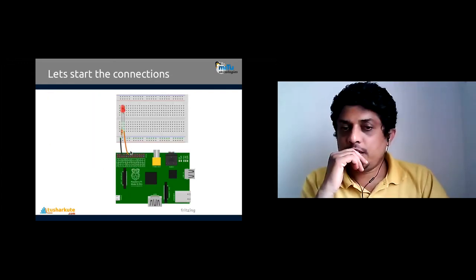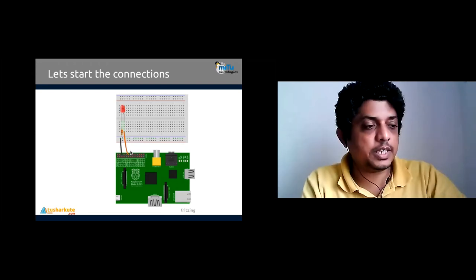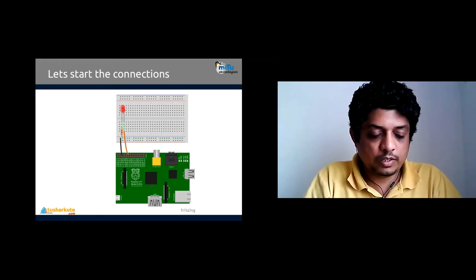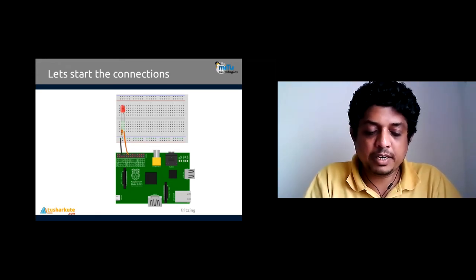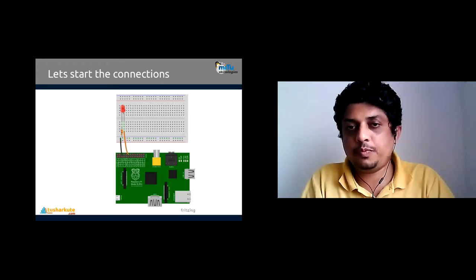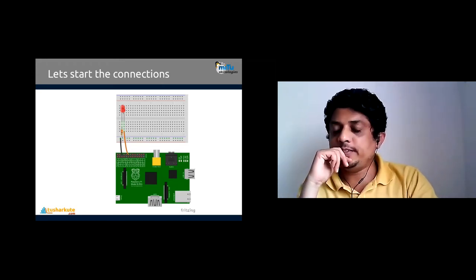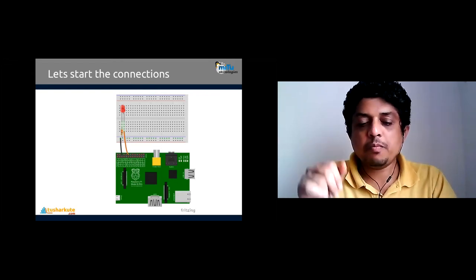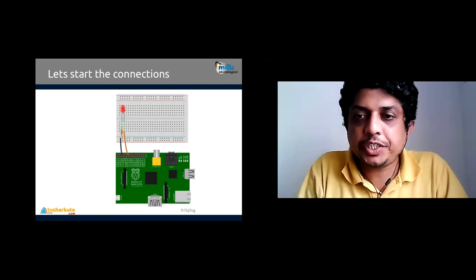So the first program, the Hello World program of the Raspberry Pi, or of IoT application and embedded system design using Raspberry Pi, is the Hello World code. I want to blink the LED. So in that case, I need to create some connections.